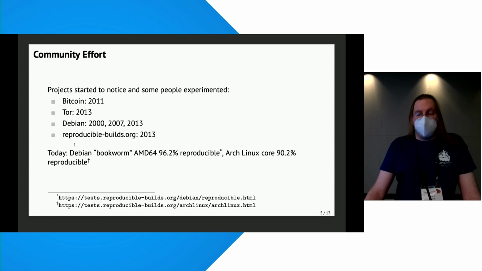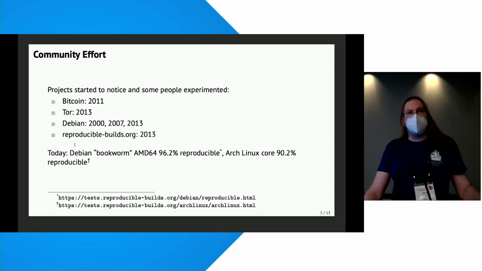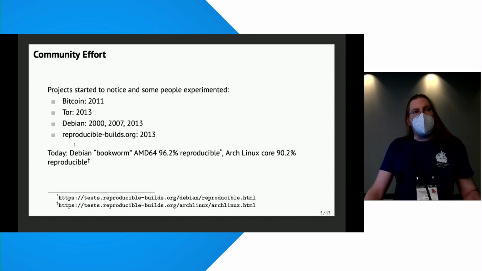Publicly, the Bitcoin project did this in 2011. The Tor project did this in 2013. This coincides with the Snowden revelations. And in the Debian project, there have been traces on the mailing lists in 2000, explicitly in 2007, but really in earnest since 2013. This is also when the reproducible-builds.org project was founded.